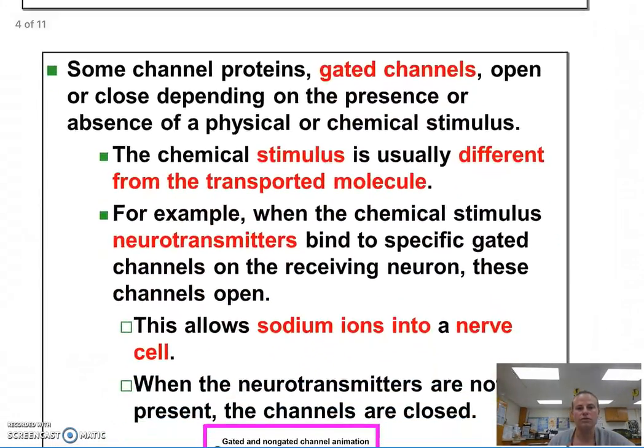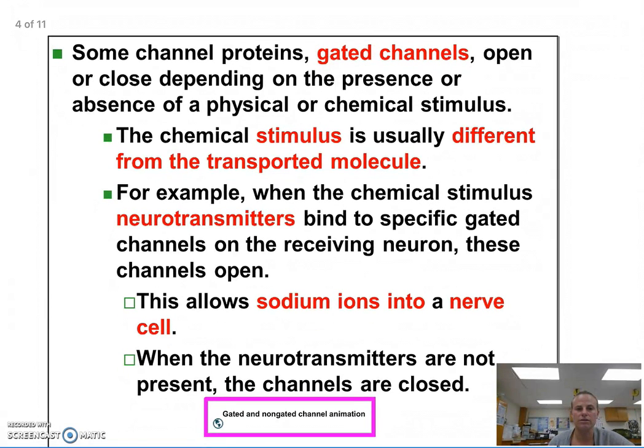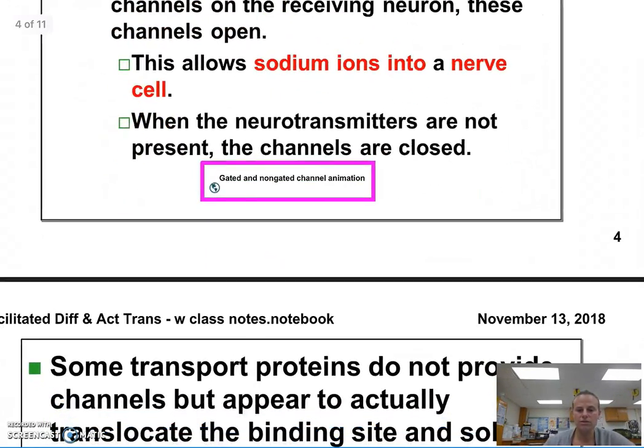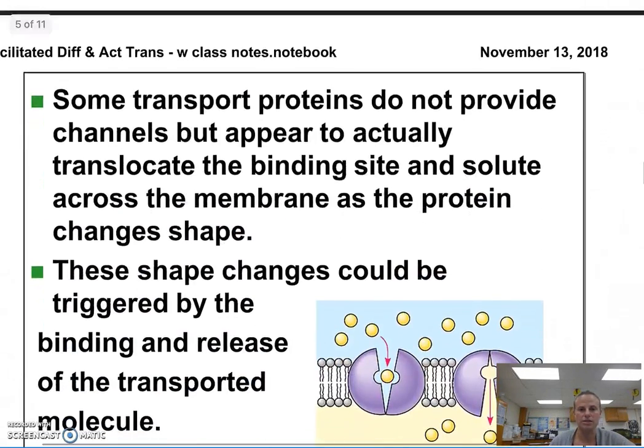So here's a little information about the gated channels. It requires a chemical stimulus. One example that we're going to get to are neurotransmitters, which are going to allow sodium ions into the cell. This little simulation right here compares and contrasts gated and non-gated channel proteins.